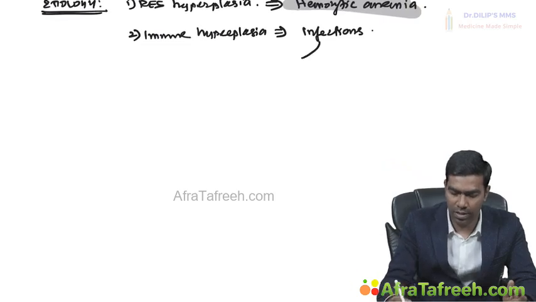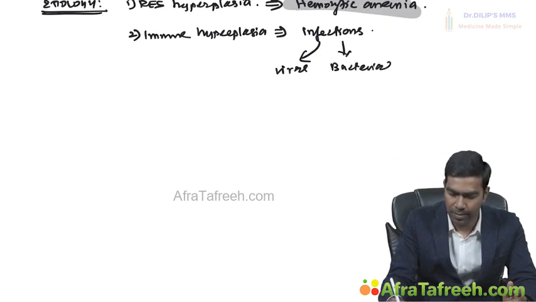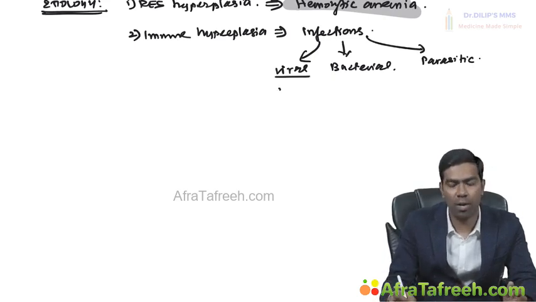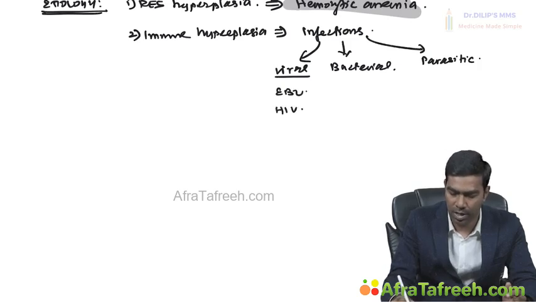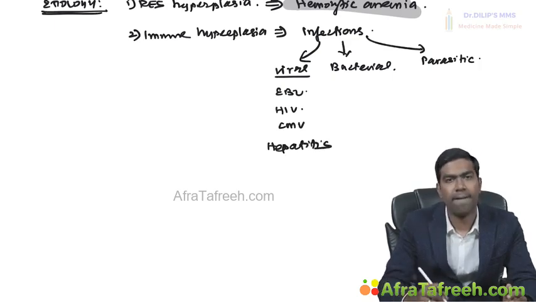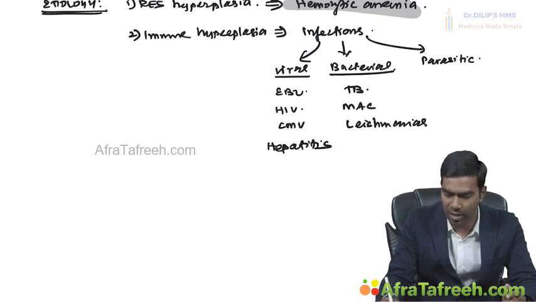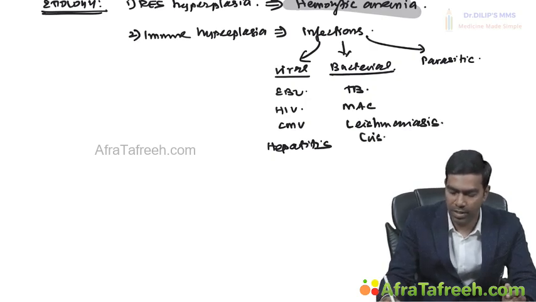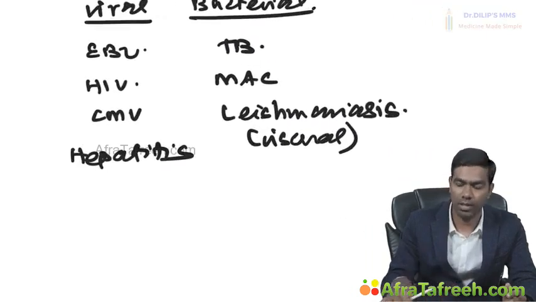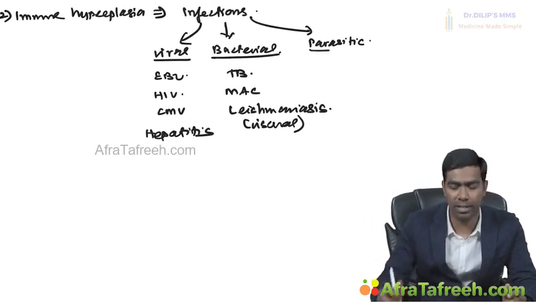A lot of infections. Infections could be viral, bacterial, or parasitic and protozoal. For example, viral infections that commonly cause splenomegaly are Epstein-Barr virus, HIV, CMV, and hepatitis viruses. A lot of viruses can cause splenomegaly. Bacterial causes, typically you can see in tuberculosis, Mycobacterium avium complex, and leishmaniasis, especially visceral leishmaniasis. All these can produce splenomegaly. Some examples I'm telling you; this is not the complete list.